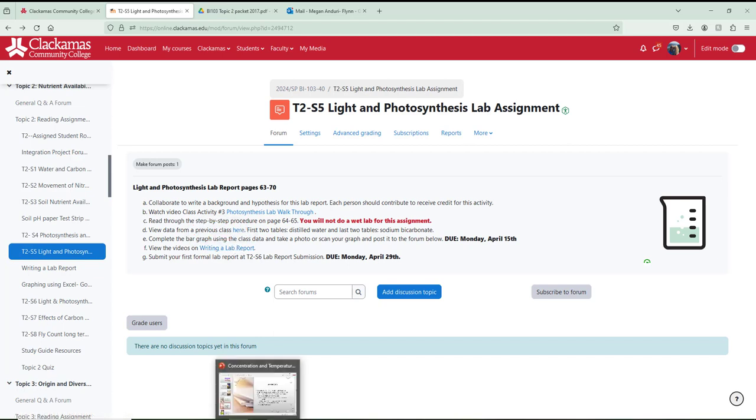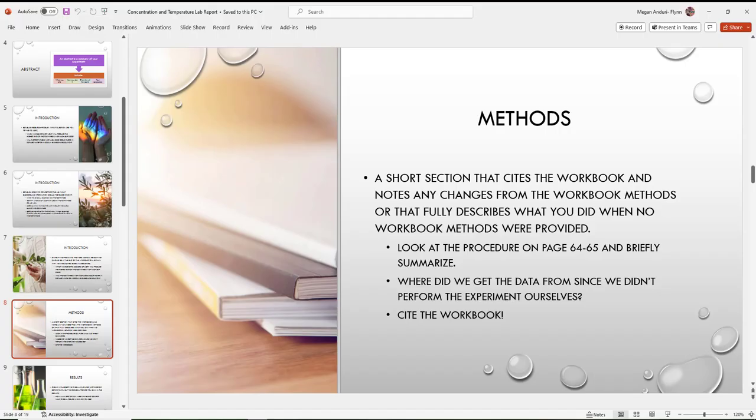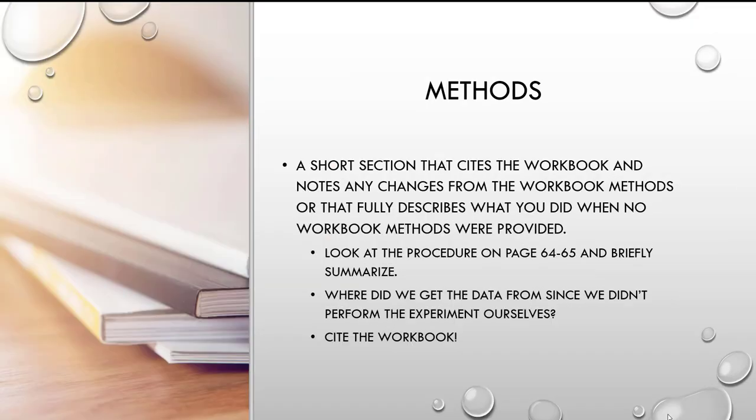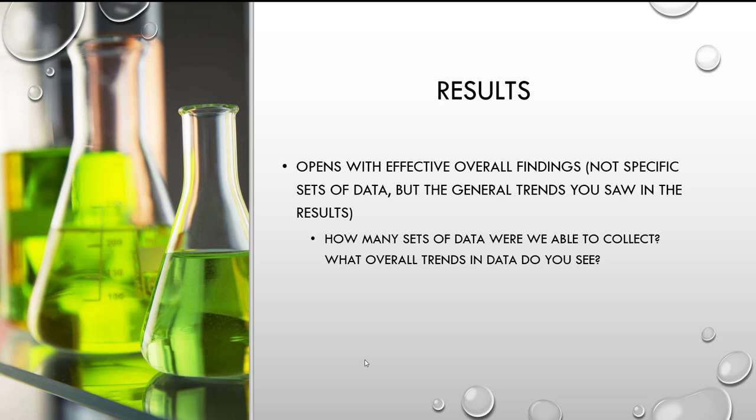So that needs to go into our methods section to state where we got it from. And then you'll need to make sure you're citing the workbook for the methods. We didn't just make up the methods ourselves. We need to cite the workbook as where we got our methods from. Okay. So that should only take a paragraph. Okay. Next, we have to give the results.